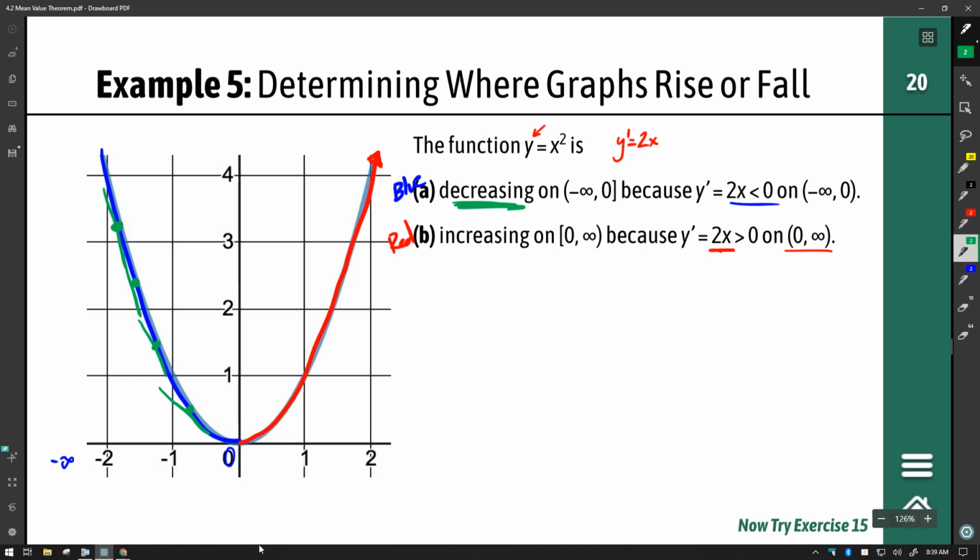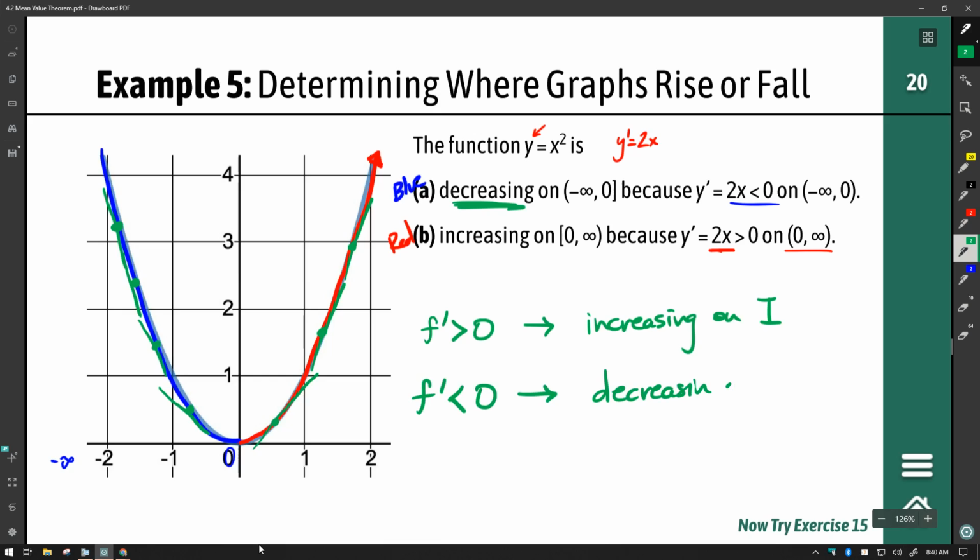And if we take a look at any random point along that curve and sketch in a tangent line, what we see is those tangent lines have positive slopes. So one more time in review, if f prime is positive, then we are increasing on the interval, I for the interval. If f prime is negative, then we are decreasing on that interval.